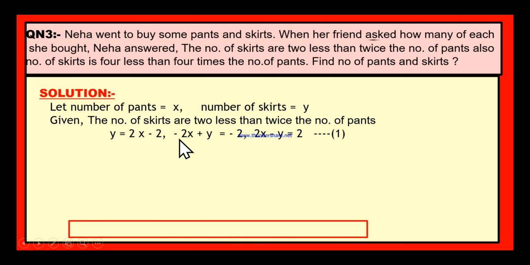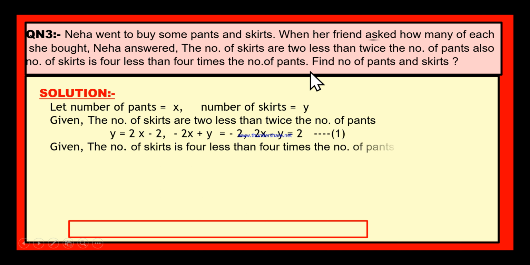Similarly, let us consider the second condition. The number of skirts is 4 less than 4 times the number of pants. It is given that the number of skirts is 4 less than 4 times the number of pants. Again, the number of skirts may be denoted by y. Therefore, y is equal to 4 times the number of pants. The number of pants is x. 4 times means you have to multiply the number of pants with 4, that is 4 into x. And 4 less means minus 4. Is it clear? y is equal to 4x minus 4.